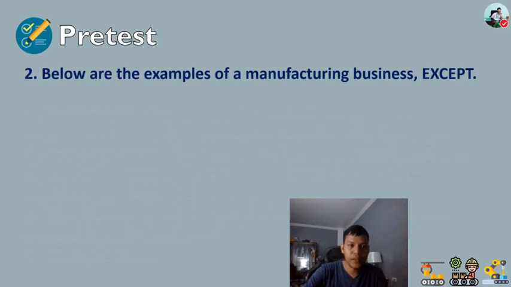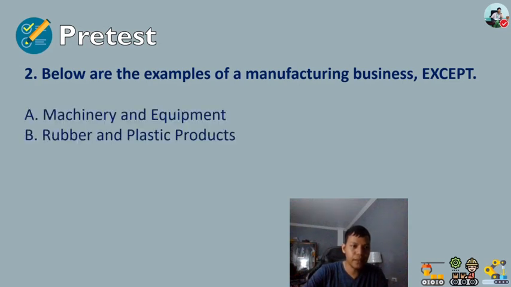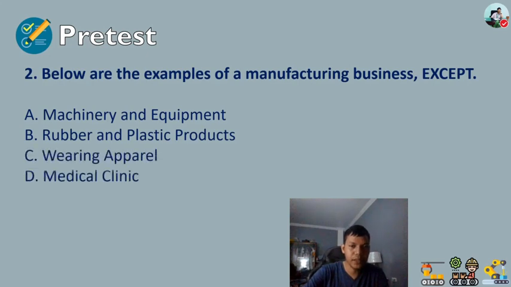Question number 2. Below are the examples of manufacturing business except A. Machinery and equipment, B. Rubber and plastic products, C. Wearing apparel, or D. Medical clinic. So the below are the examples of manufacturing business except. The answer for number 2 is letter D, medical clinic.